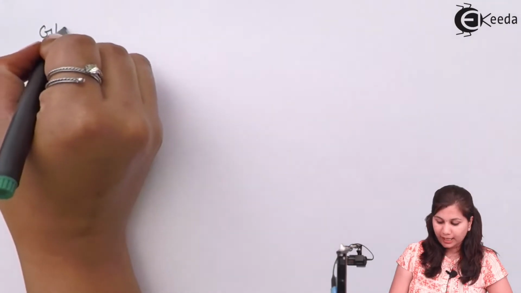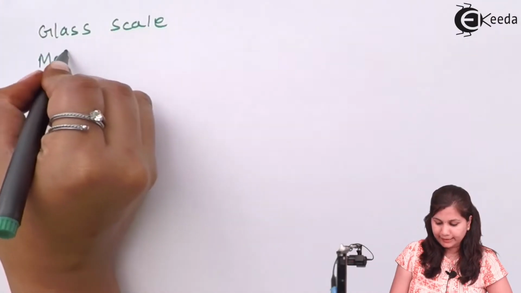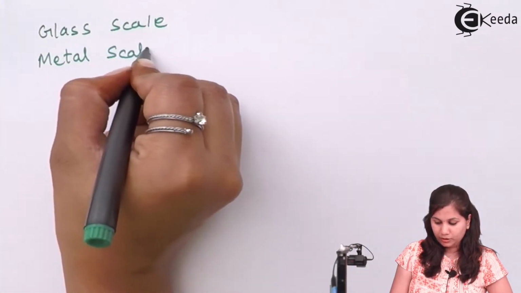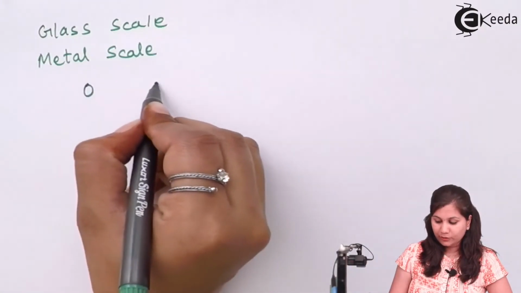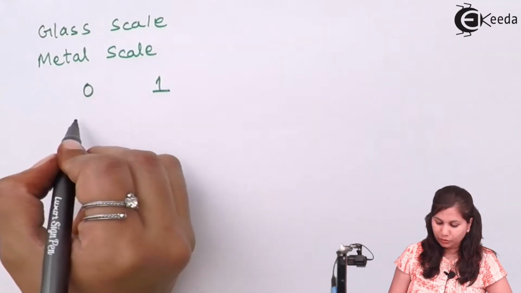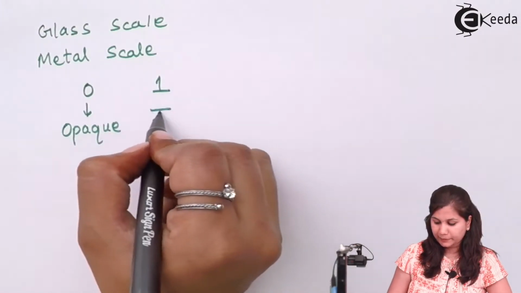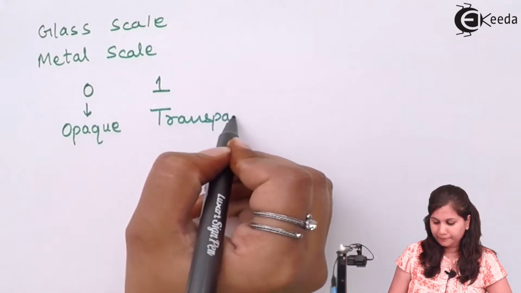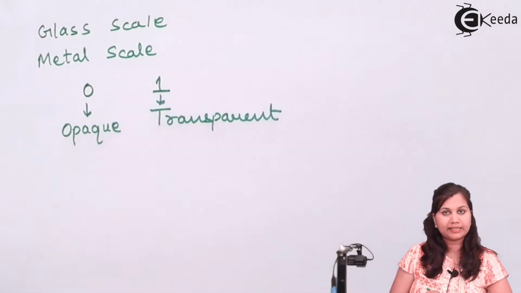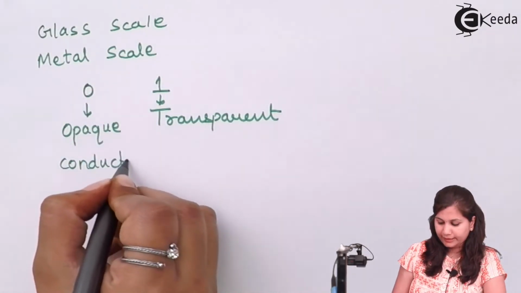Whereas for the digital output, we are having the zeros and ones value. So for them, we can use either the glass scale or the metal scale. So we are having two values, 0 and 1. In the glass scale, zeros and ones are represented by the opaque and the transparent areas, and in the metal scale by conducting and non-conducting areas.